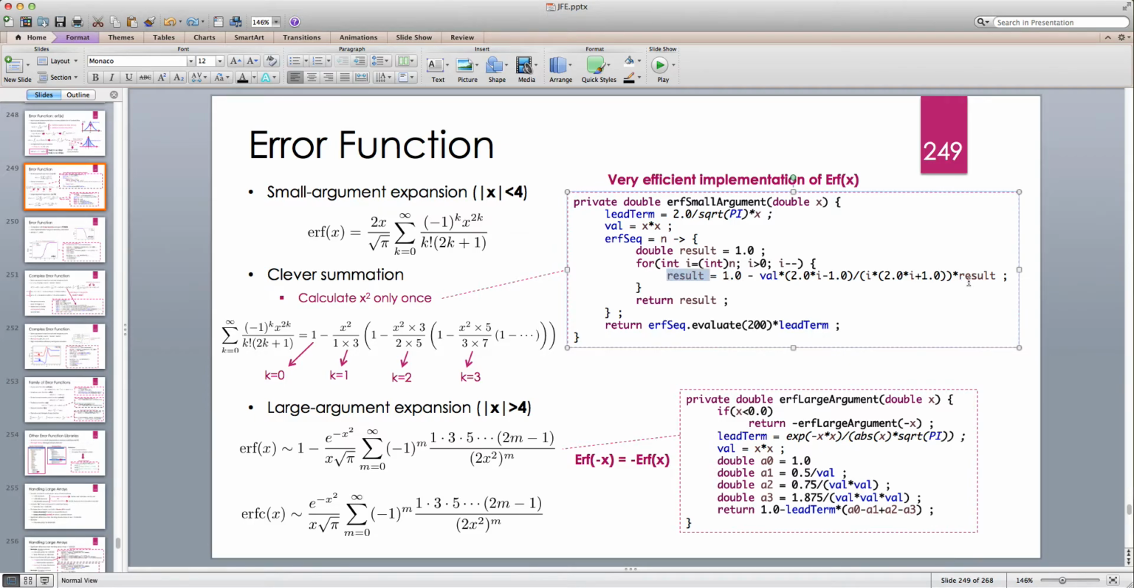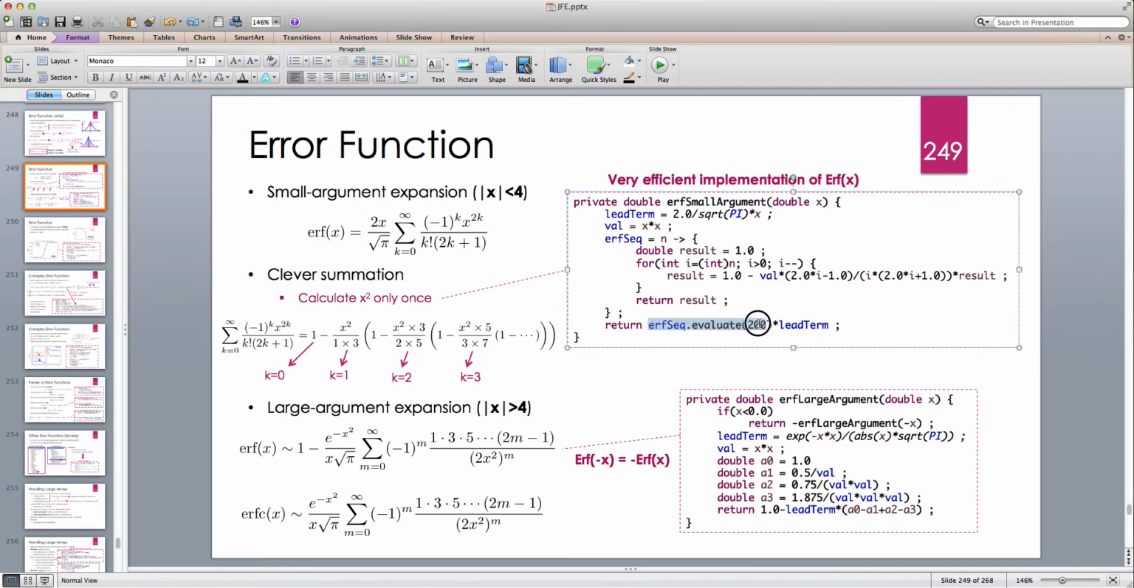So we calculate the result at each step, which is here, and then multiply by x squared, which is our val, times 2i minus 1, which is in the numerator, over 2i plus 1, times i. So this 2i minus 1 is this odd number 5, and 2i plus 1 is this 7, for example, in this k equals 3 case, and then i is the one that accumulates for the factorial in each term. This is an extremely clever and efficient way of summing up this very non-efficient series, right?